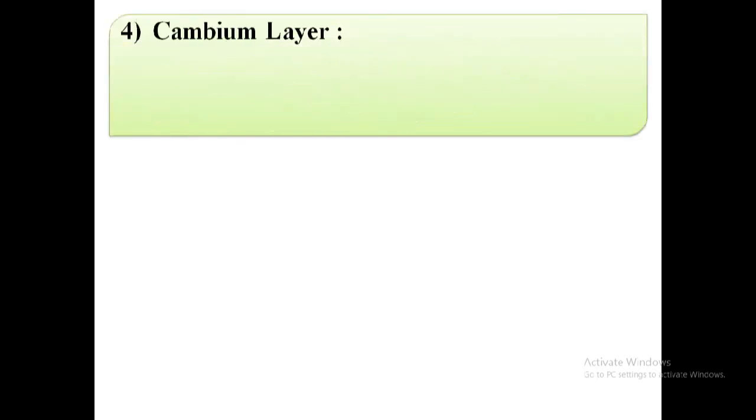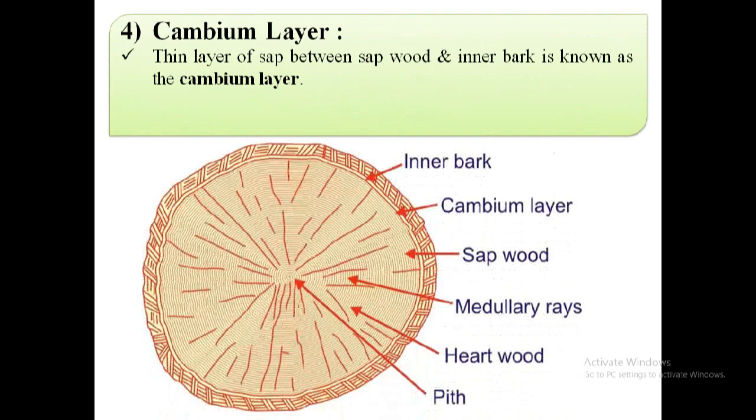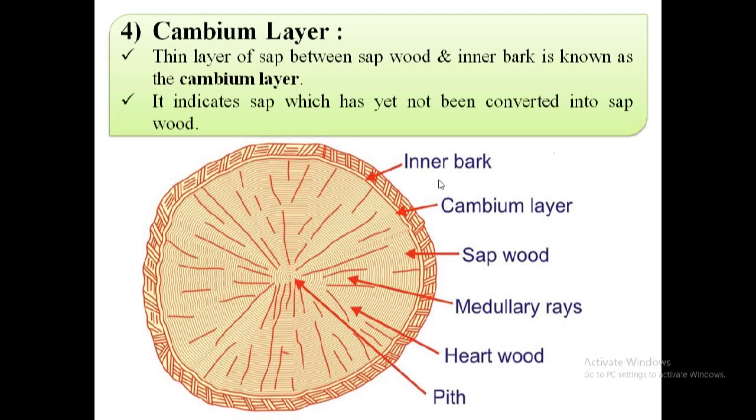Fourth component is cambium layer. Thin layer of sap between sapwood and inner bark is known as the cambium layer. So in this image we can see this is the cambium layer, which is the thin layer of sap between this sapwood and this inner bark. This cambium layer indicates sap which has not yet been converted into sapwood.